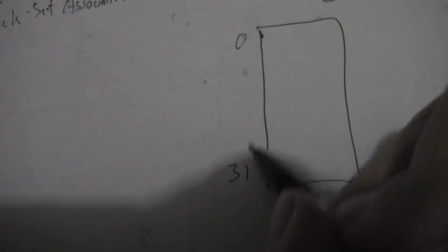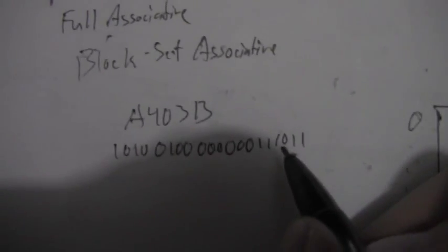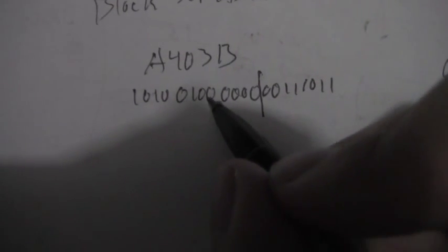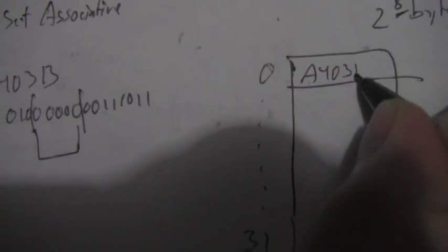So if you have a cache 0 to 31 and you want to place in the value A403B, this would translate to 101000000000111011. You just divide it like this. So 8, 5, and there will be 7 left. Whatever is here, that's where it goes. So in this case, it's at 0. So you place A403B here.